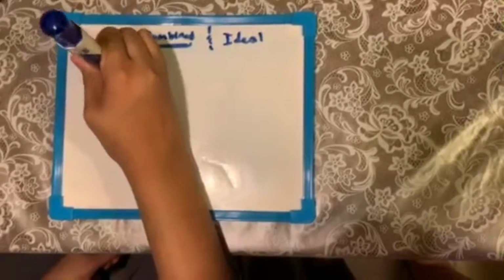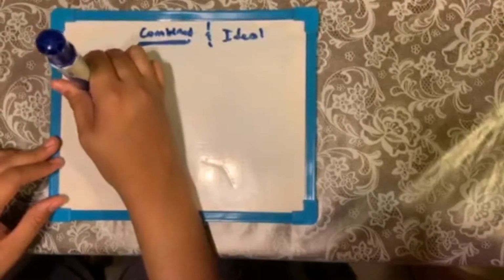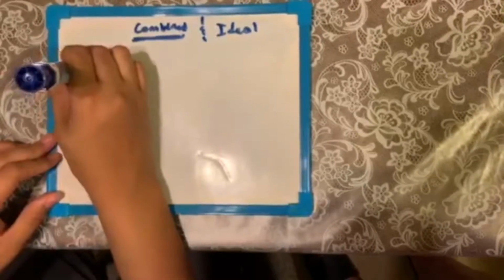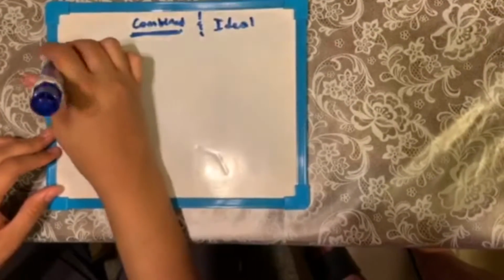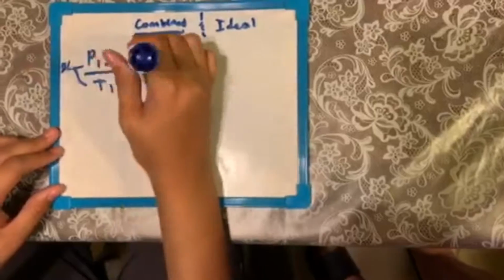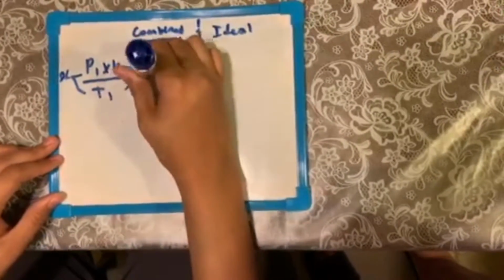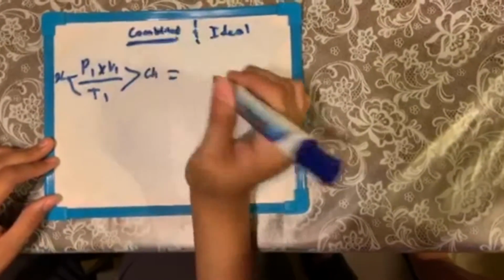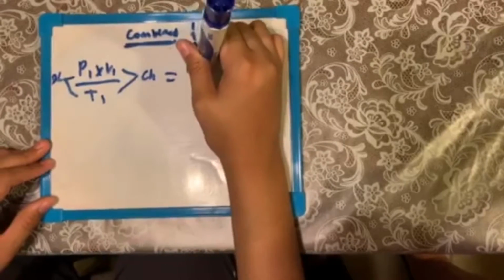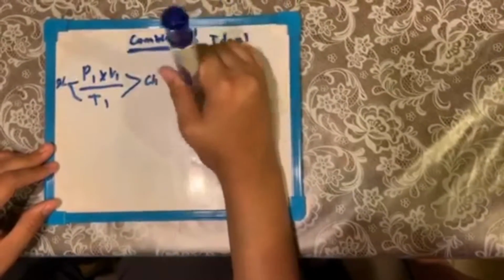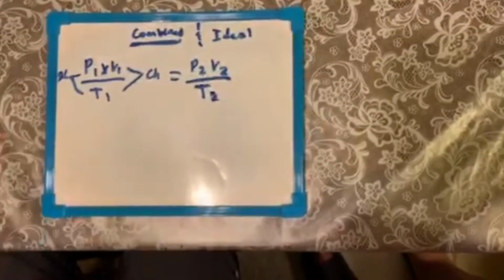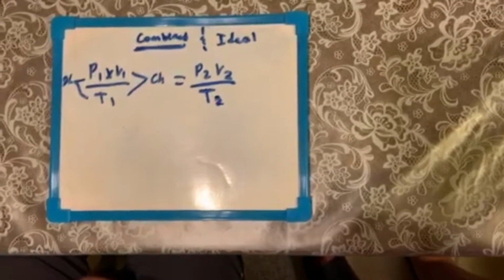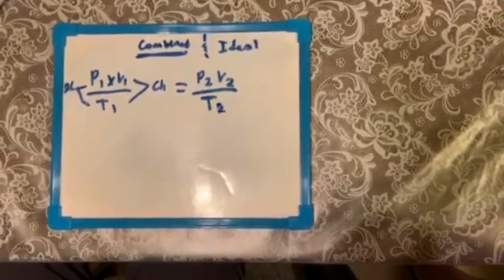So P1 times V1. Sound familiar? That's because it is Boyle's law right there. And it is all over T1. Now if you think about it, P1 over T1, that is Gay-Lussac, and volume over T1 is Charles. And this equation has to equal, obviously, P2 times V2 over T2. So, as you can see, it is all the combined gas laws.